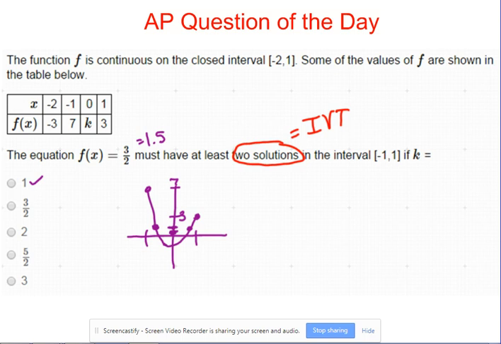Okay, 3/2 itself. If at 0 we're equal to 3/2, we're not guaranteed that we're going to hit it somewhere else, so that's not enough. 2 doesn't work because 2 is bigger than 1.5, so that definitely doesn't guarantee that we would cross 1.5. 5/2 is in the same boat. It's more than 1.5. It may cross 1.5, and it may have a bunch of terms in it, but it doesn't guarantee it. So the only one that does guarantee it is 1.